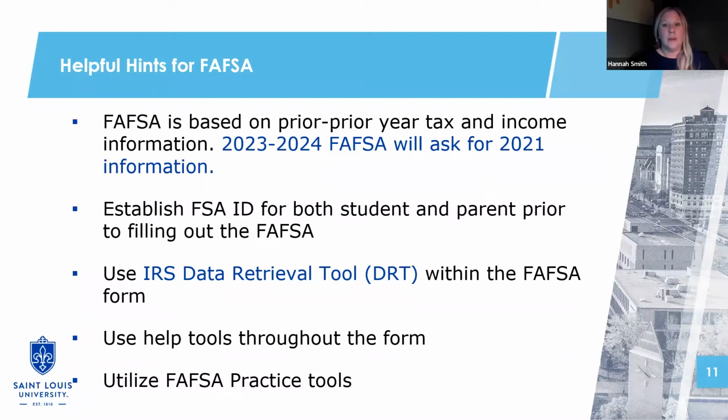So you can compile your tax and income documents just one time, fill out the worksheet, and then basically it allows you to go right into the FAFSA and have all of that information super handy and ready for when you have to put it into the actual form. So definitely use the help tools throughout the form and those practice tools.